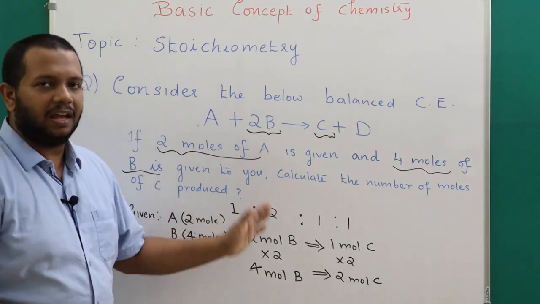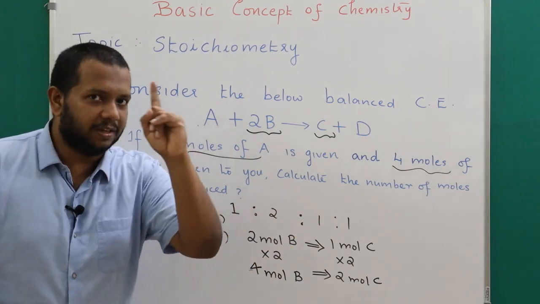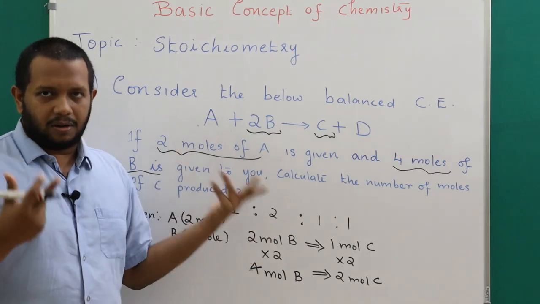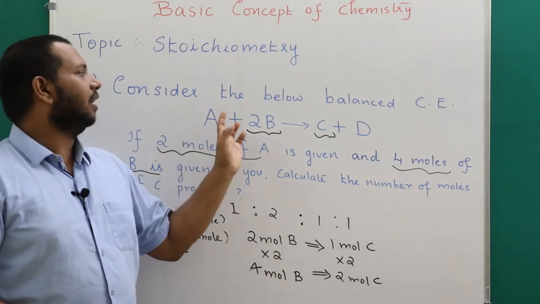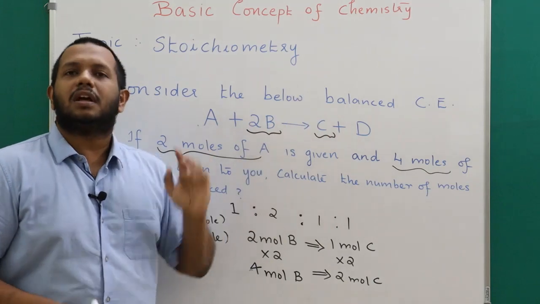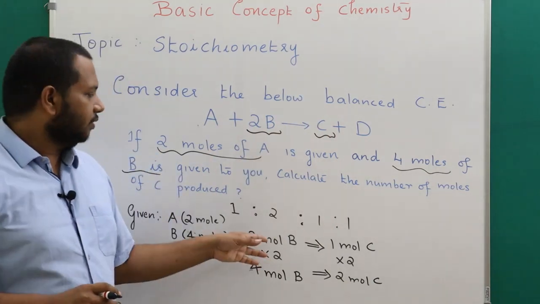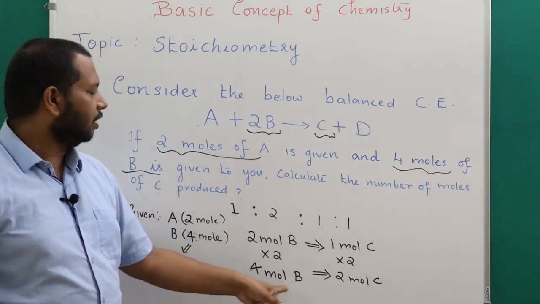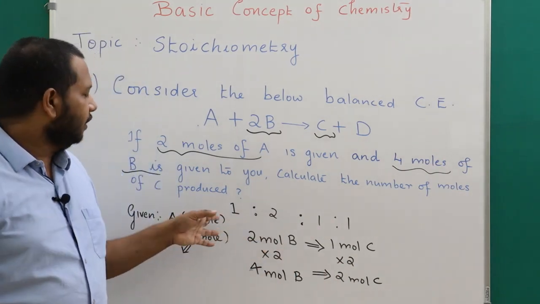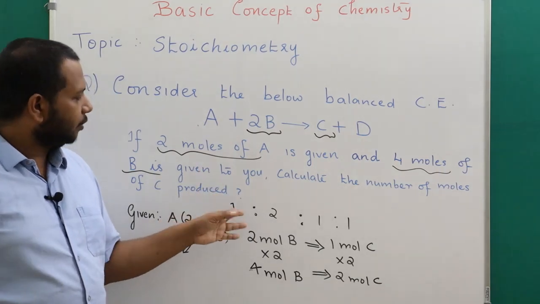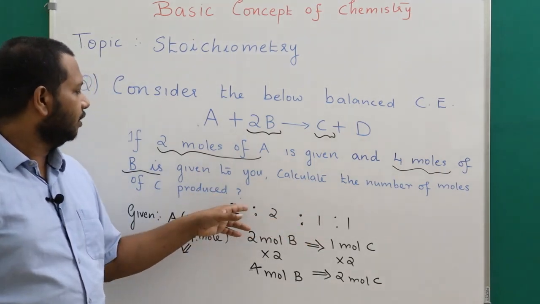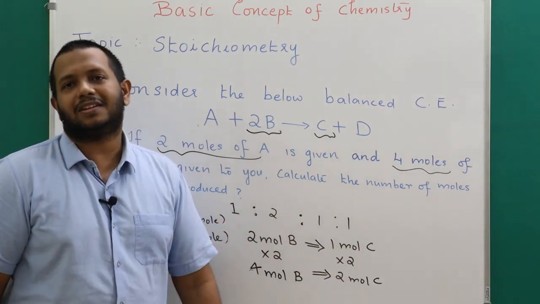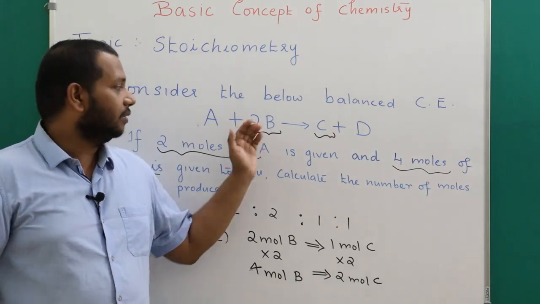If there is no limiting reagent applicable or possible, then you can take either A or B to find out the number of moles of C produced. So 4 mole of B can give 2 mole of C, because 4 mole of B is given to you. Correct? Or you can find it in terms of A. If you find it in terms of A, then it becomes a 1:1 ratio. So if the given substance is 2 mole, then the product will also become 2 mole of C. That is the importance of this method.